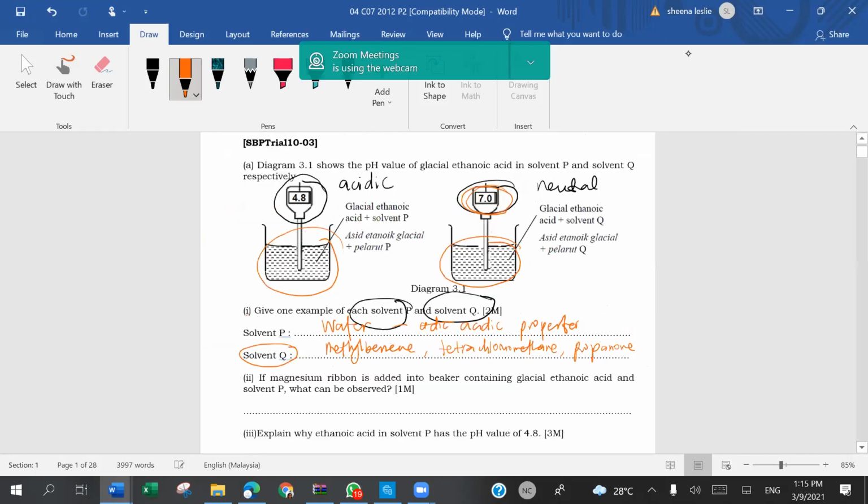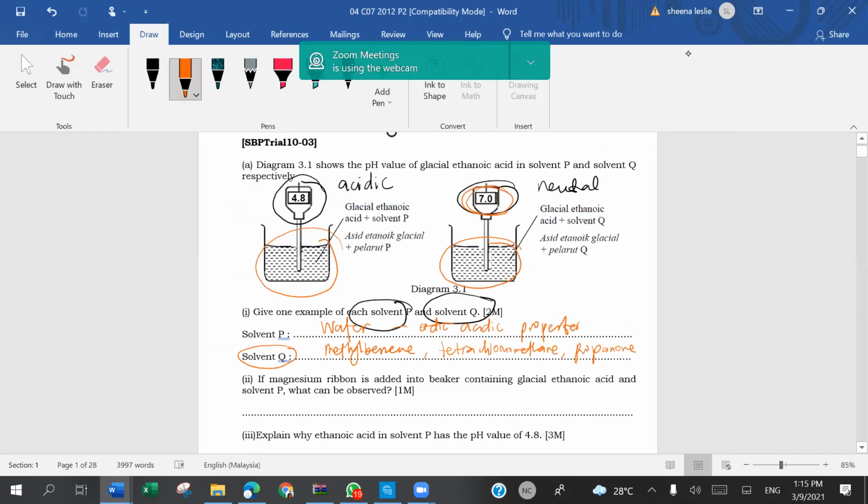Okay, now if teacher puts magnesium ribbon into acid here, what can I observe? Is it hydrogen gas? Yes, it is correct. You're going to get hydrogen gas, but that's not an observation. So in the exam, your answer is correct but wrong. I'll give you 0. What did you say? Is it bubbles? Yes, correct. 1 more mark for yourself. Gas bubbles are released.